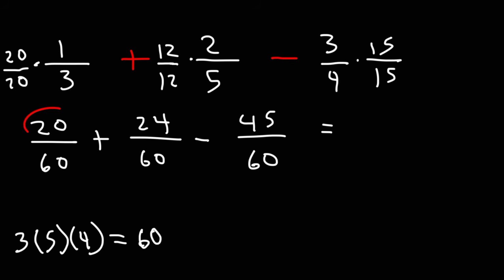So now we can add 20 plus 24, that's 44. And then 44 minus 45 is negative 1. So the final answer is going to be negative 1 over 60. So that's what you can do if you need to add or subtract 3 fractions.